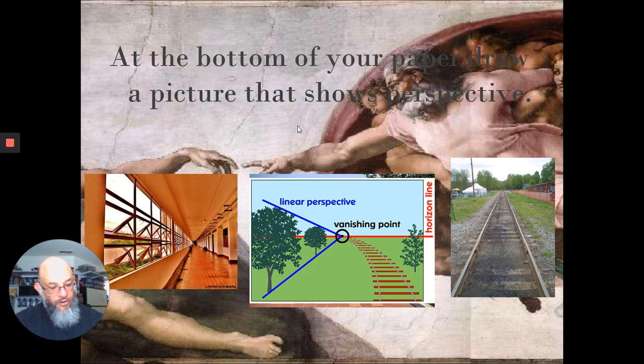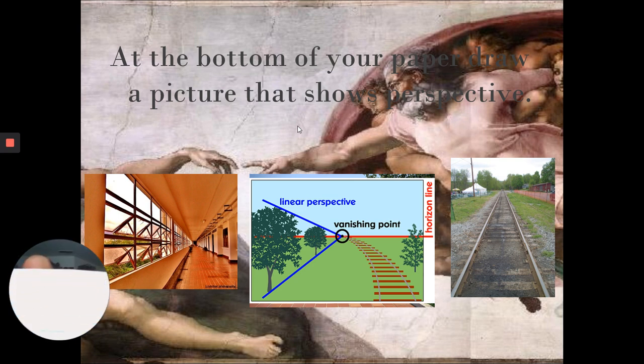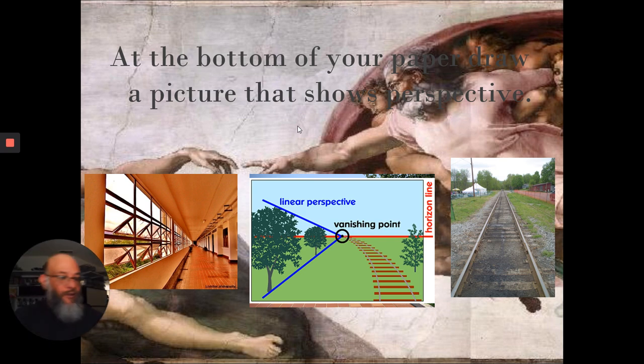Got my trees going. So let me see if you guys can see that. There you go. There's my perspective. Railroad tracks, trees, and some hills in the background. So simple. And you guys know I can't draw, so that's the best I'm going to do.